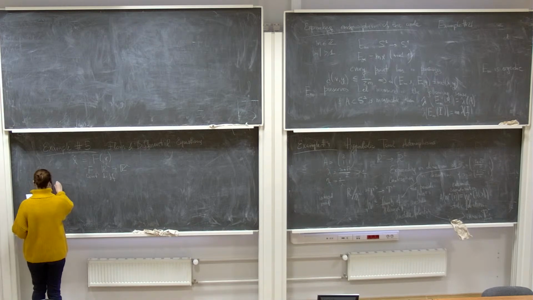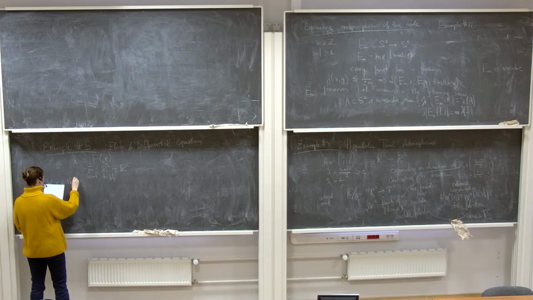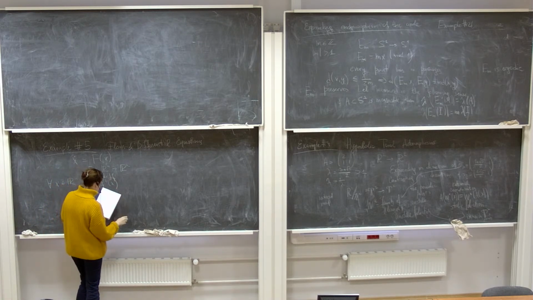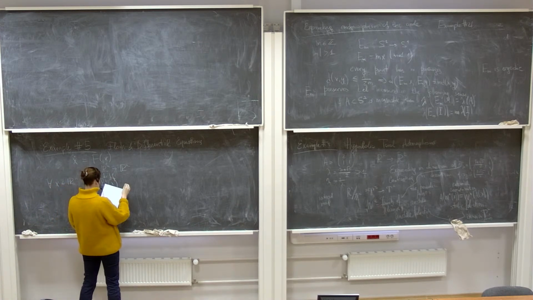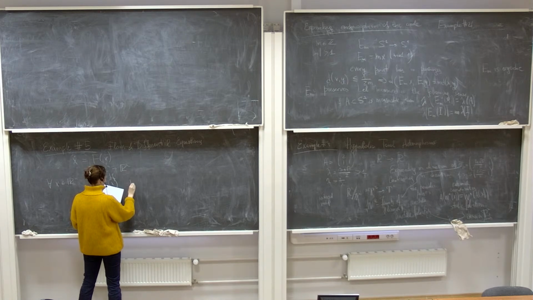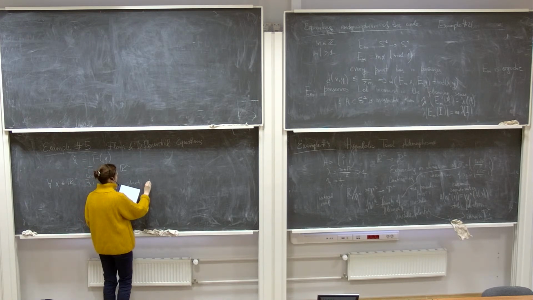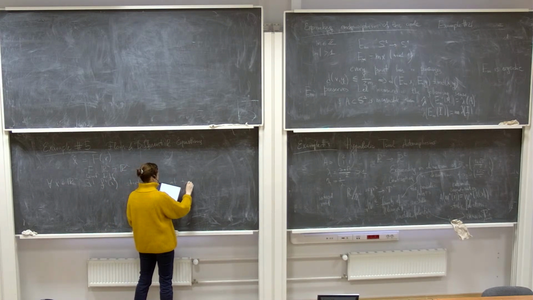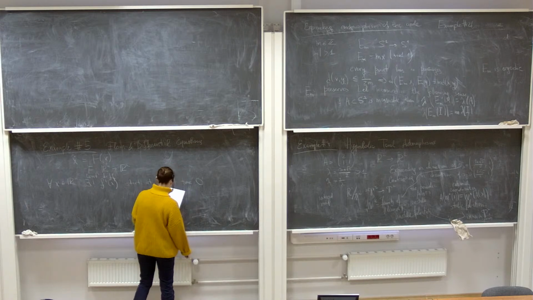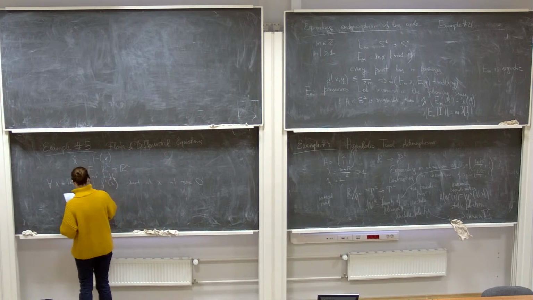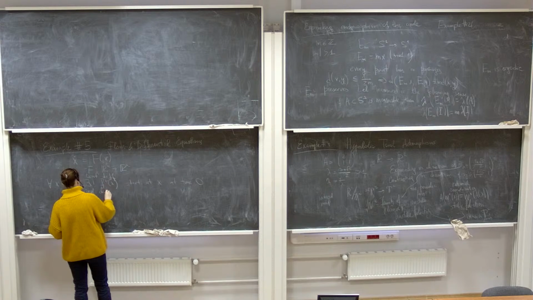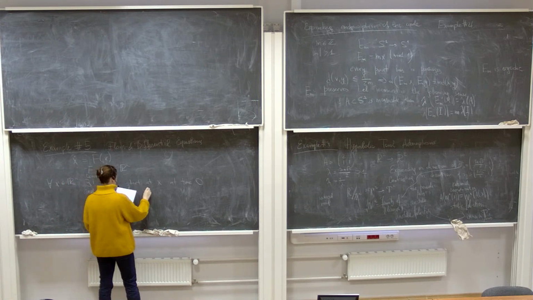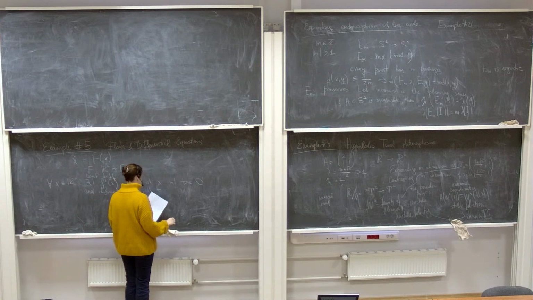So for each x, there was a unique ft of x that started at x at time 0, and defined for all t in some neighborhood of 0.